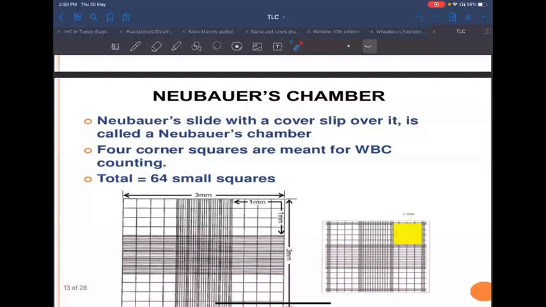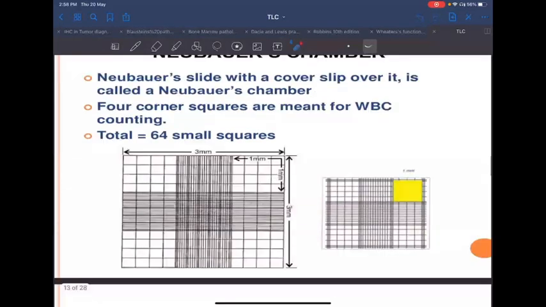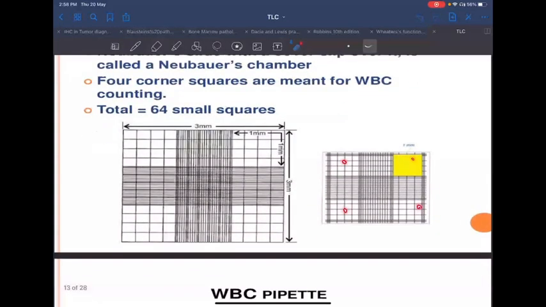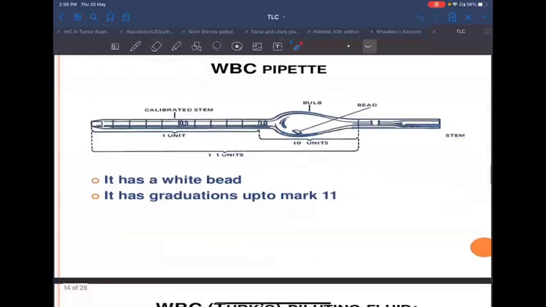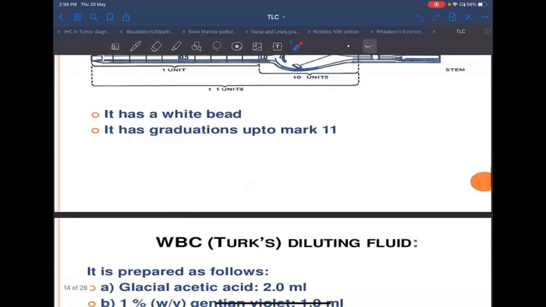The Neubauer slide with a cover slip over it is called a Neubauer's chamber, and we use the four large squares for counting the WBCs. These four squares are further divided into sixteen smaller squares like these. And this is a WBC pipette. It has a white bead and graduation marks up to mark 11. We have the 0.5 mark, the 1 mark, and the 11 mark.